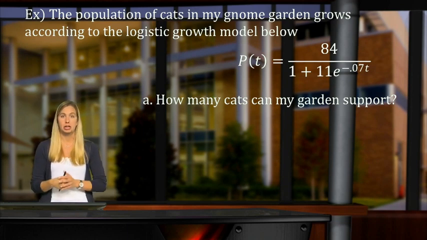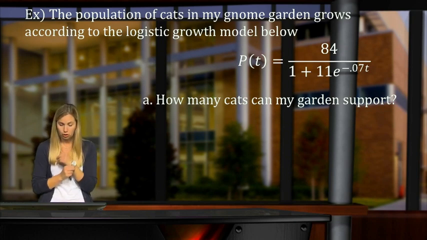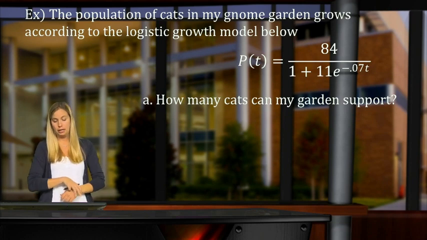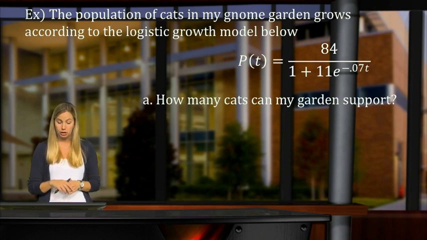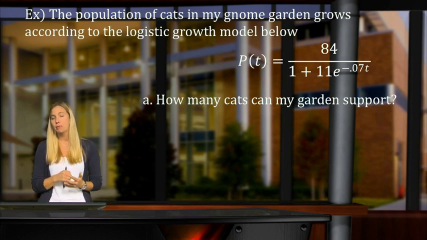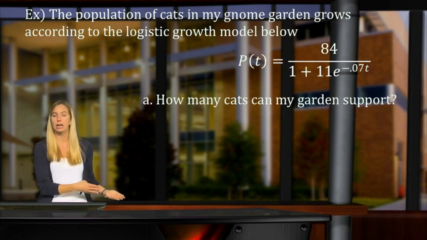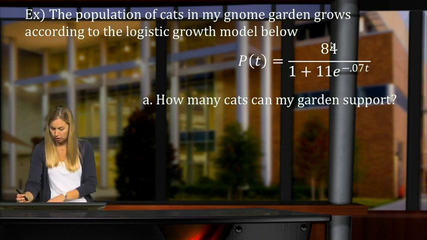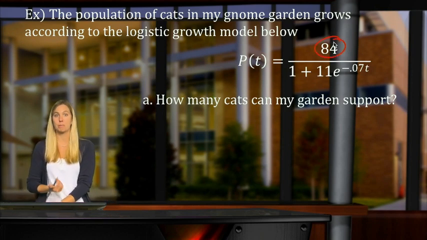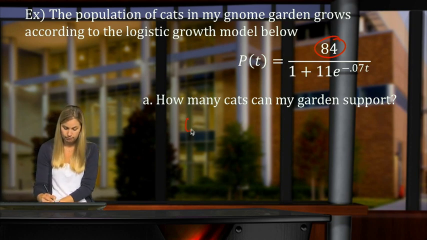It'll just be here for you, and then you'll start answering questions based on that function. So if the population of cats in my gnome garden grows according to the following logistic growth model, how many cats can my garden support? What that's asking is, what is the maximum number of cats that I'm going to have in this gnome garden at any given time? And that's your value of C. That's what C represents. It's your limiting factor, or your carrying capacity.